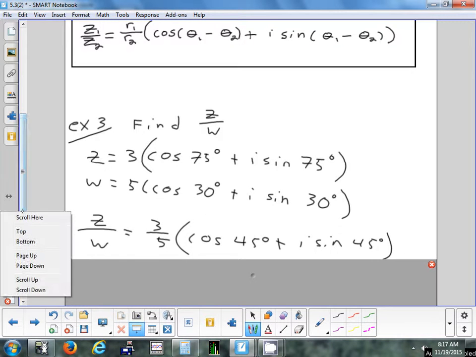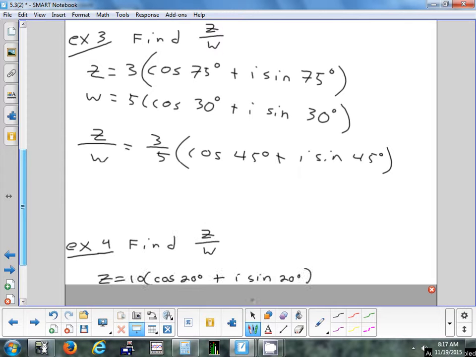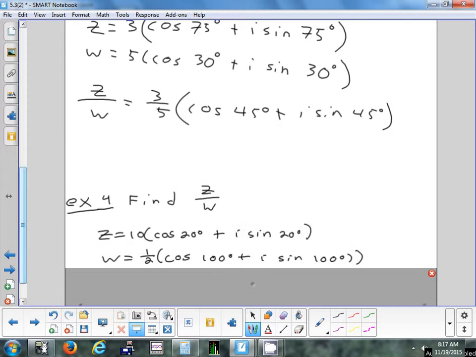What happens if, say, z was 3 cosine 75 minus i sine 75? Can you still do it? I'll never give you a problem where it doesn't have plus and plus in the original. Yeah, you could, but we won't get into that. The original problems will always have plus and plus, just like that.